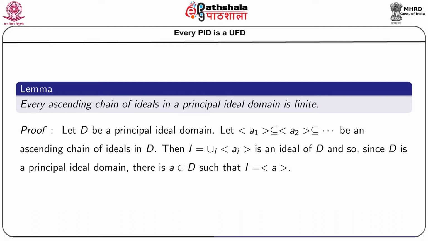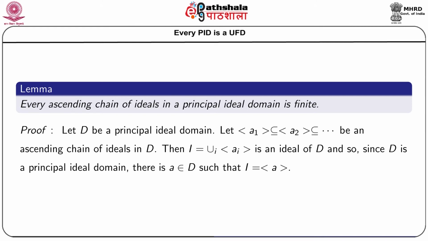Our first lemma states that every ascending chain of ideals in a principal ideal domain is of finite length. Let D be a principal ideal domain. Since D is a PID, every ideal of D is generated by some single element. So, we can consider an ascending chain of ideals in D as the ideal generated by A1 is contained in the ideal generated by A2 and so on. Now, the union of all these ideals is an ideal.